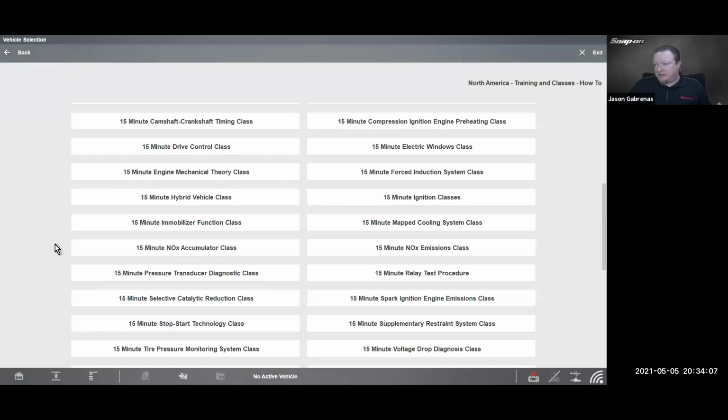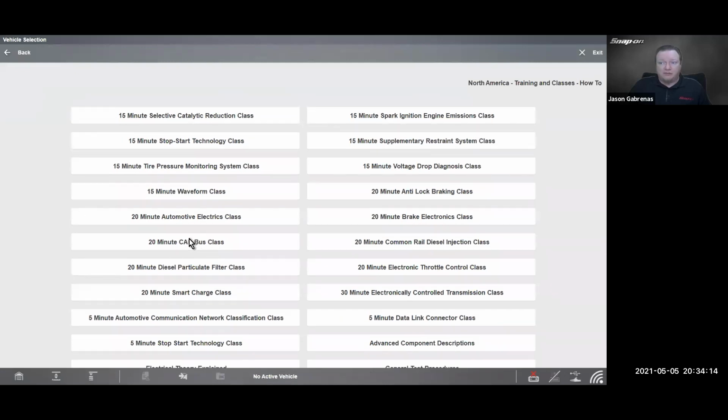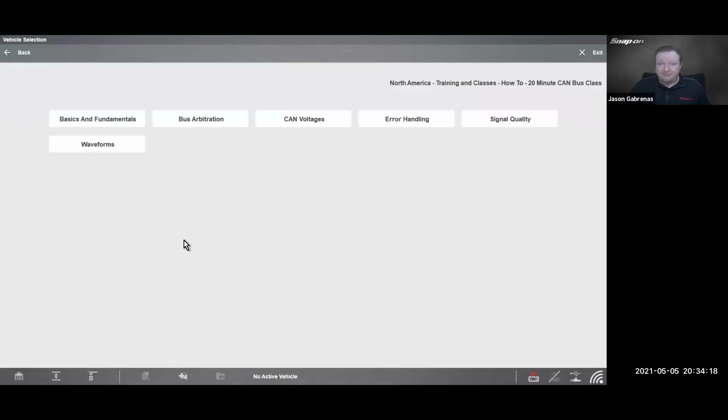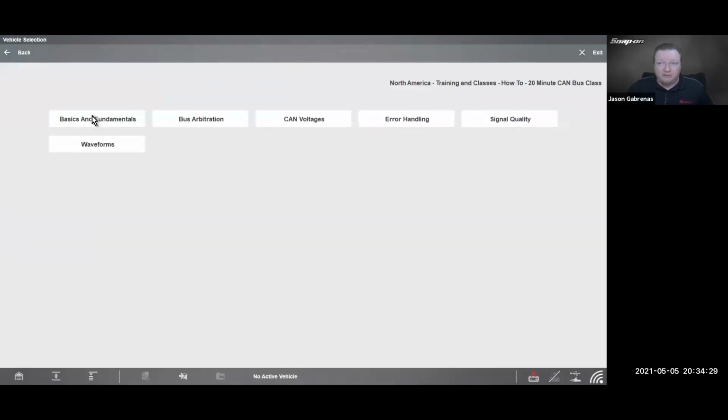There's a LIN bus class. There's NOx class, ignition classes in here. But the one I want to focus on is going to be CAN bus. There's a 20-minute CAN bus class inside the tool. Comes with it. We have basics and fundamentals of CAN. It's going to tell you how it works. 500,000 bits per second, which is 500 kilobits per second. CAN high, CAN low. It's going to tell you a lot of the things I just told you.